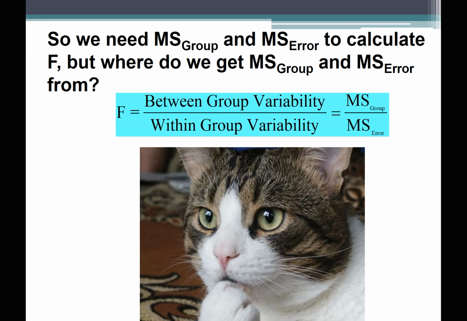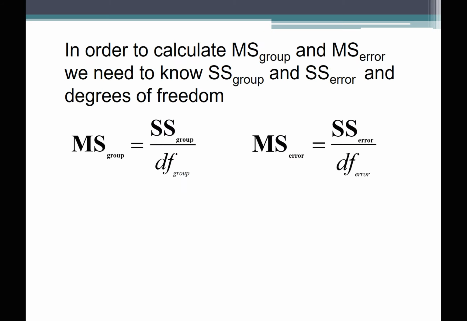Okay. So how do we get F? We saw the equation for F, it's this in the blue, right? But how do we get MS group and how do we get MS error? We need to identify how we calculate these things. Where do they come from? In order to get MS group and MS error, we need to know SS group and SS error and the degrees of freedom that go along with each of those things, right? So what the heck are we talking about? What does SS stand for?